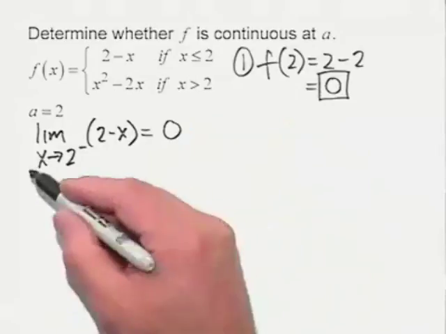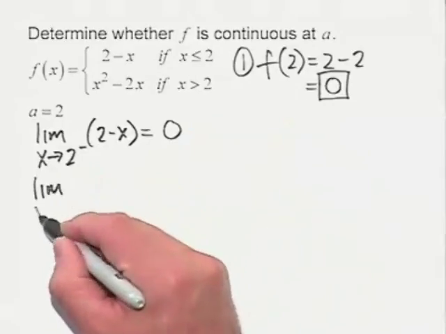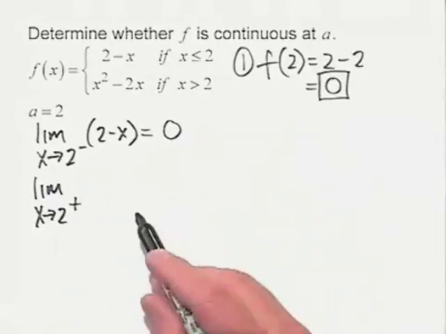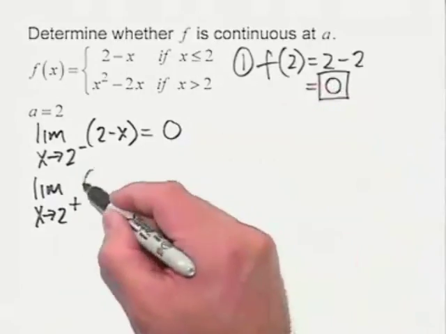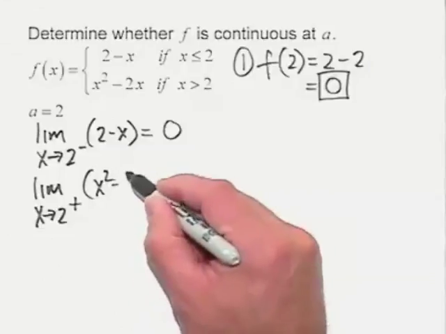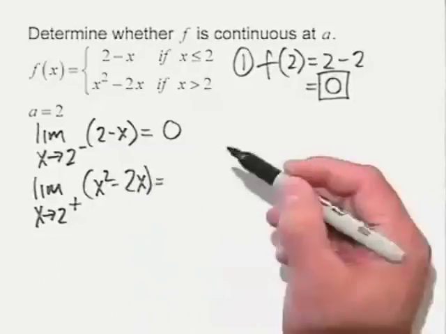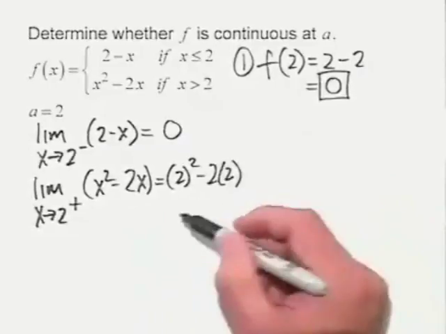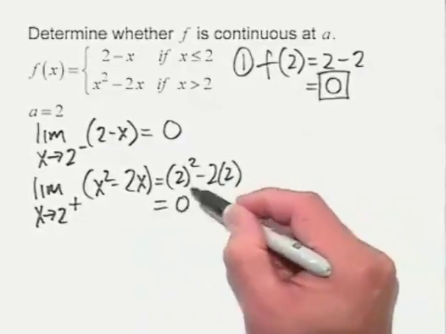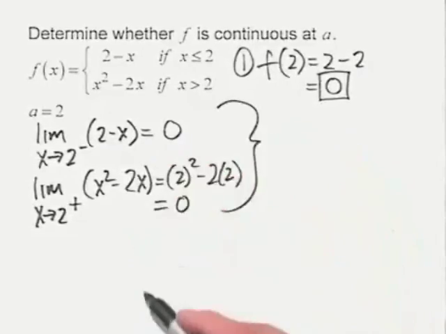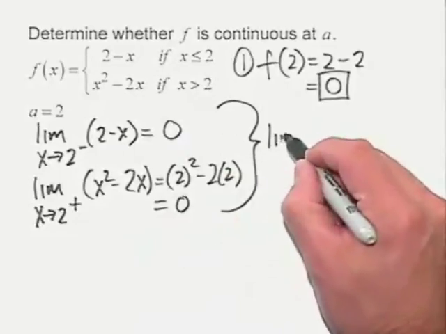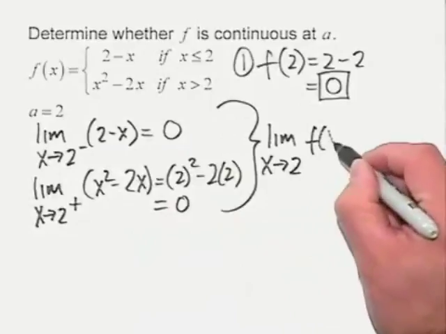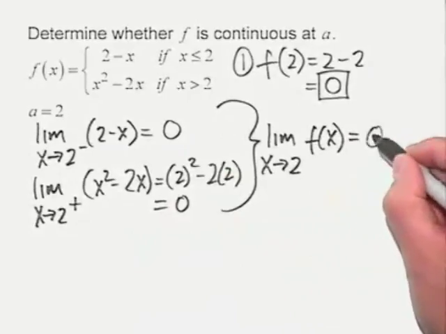Now we'll look at the limit as x approaches 2 from the right, or a right-handed limit, and because our values are greater than 2, we're going to use the function x squared minus 2x. And when we evaluate, we have 2 squared minus 2 times 2, 4 minus 4, so this is equal to 0. Since the left hand and the right hand limit agree, we can say that the limit as x approaches 2 of this function does in fact equal 0.